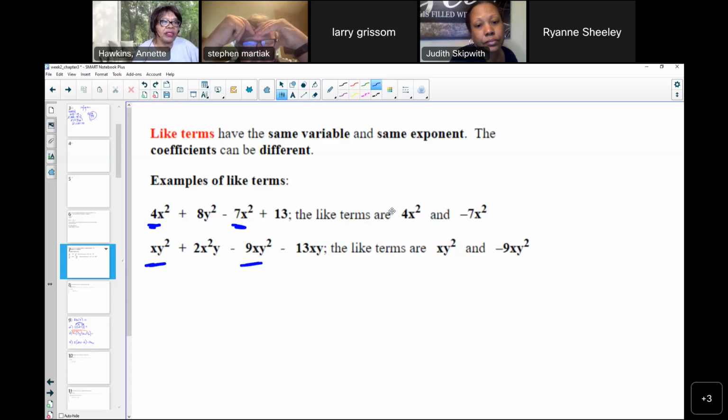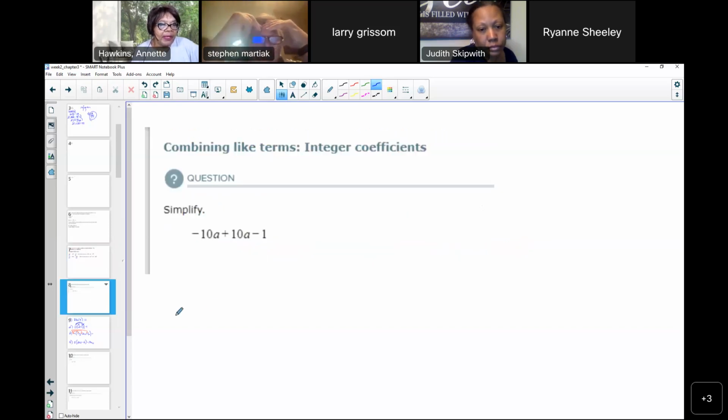So terms are separated by pluses or minuses. Like terms are separated by pluses or minuses, but to have a like term, you have to have the same variable, the same exponents, and the exponents have to be in the same place. All right. Now we want to combine like terms because in order to solve an equation, we're going to have to combine like terms. So in this problem, these are the like terms.